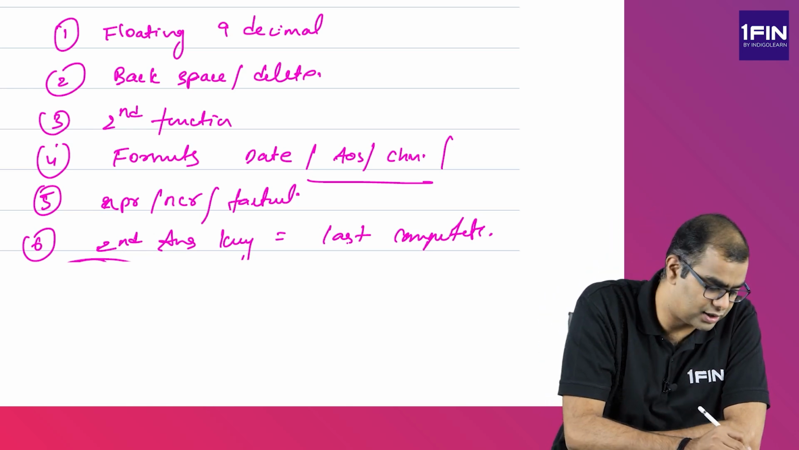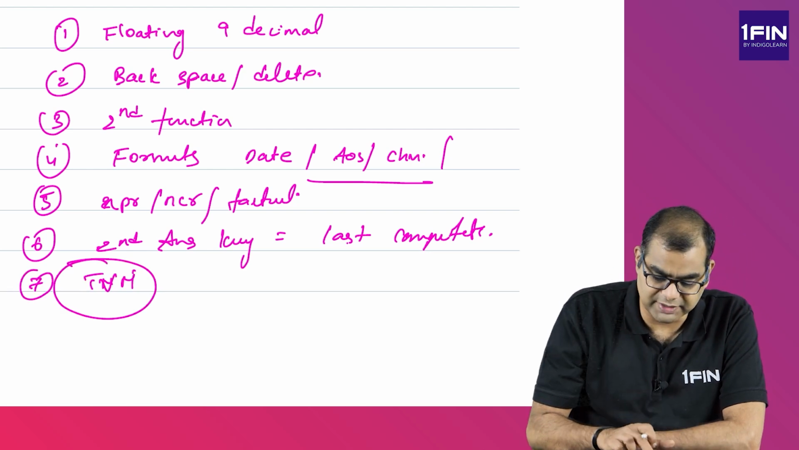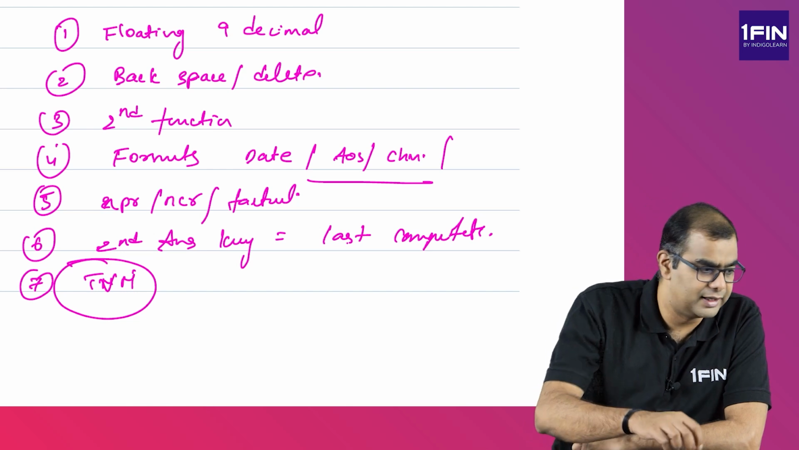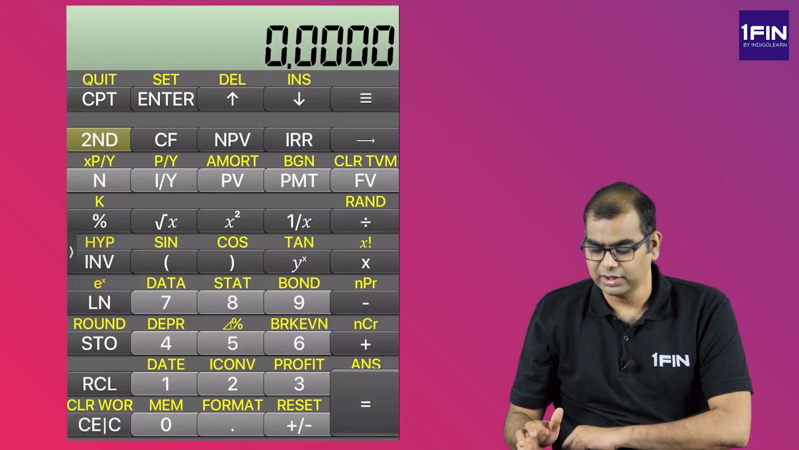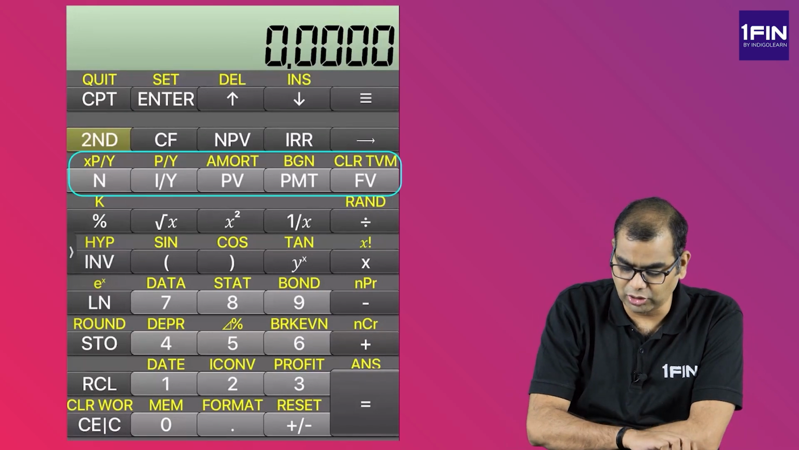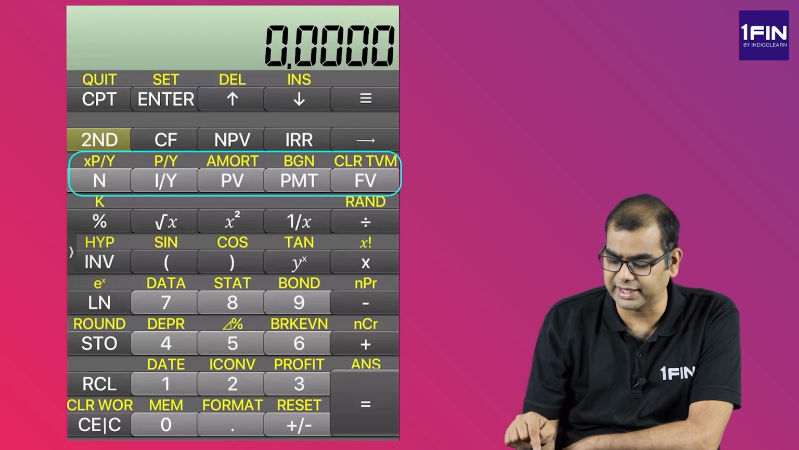Now let us come to this whole time value of money, TVM, which is basically the third row on your calculator. Let me take you through the third row on the calculator. So second clears basically everything. Now please see this third row on this calculator where you have N, I by Y, PV, PMT and FV.